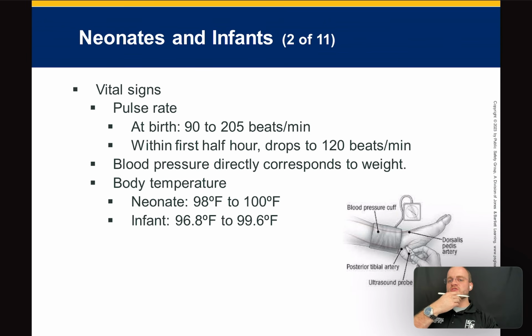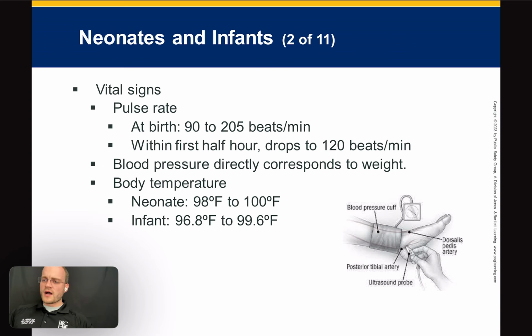So, the vital signs, right? At birth, the heart rate, really they say 90 to 205. Typically you don't like to see a neonate's heart rate less than 100. But it kind of depends. How upset is the baby? How traumatic was their birth? How stressed are they? How was their prenatal care? How is mom's health? All these conditions will affect the baby's vital signs, especially at birth. Within the first half hour or 30 minutes, the heart rate will drop down to 120. The blood pressure will correspond directly to weight.